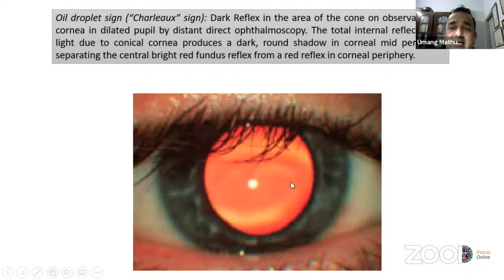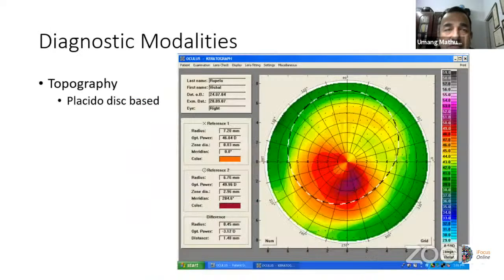And of course, in a dilated pupil, you'll have this oil droplet sign, also called Charleux's sign, which is a dark reflex in the area of the cone. So all of you must know all these signs. They could be asked in any of the vivas.